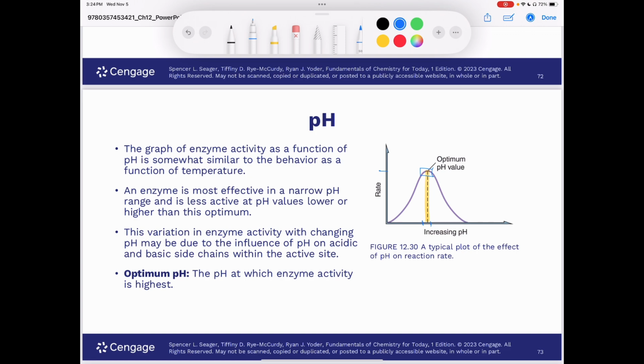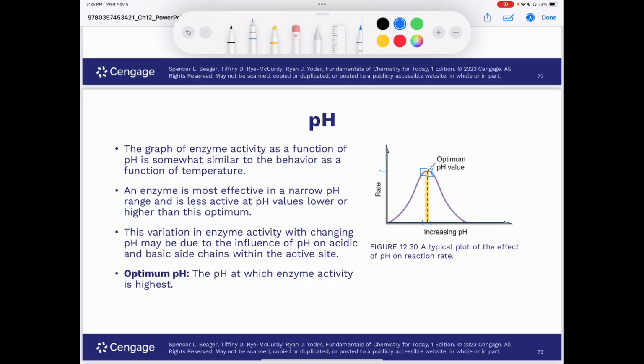You have a very narrow band here where you're going to be at the top values for the rate of your enzyme catalyzed process. And so the idea is this: if you have a pH that's higher than the pH of the optimum value, or if you have a pH lower than the pH of the optimum value, then you're not going to have the optimum reaction rate. And so this variation in enzyme activity with this changing pH is probably due to the influence of the pH on the acidic and basic side chains in the active site.